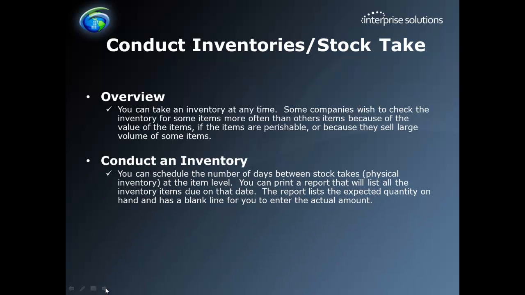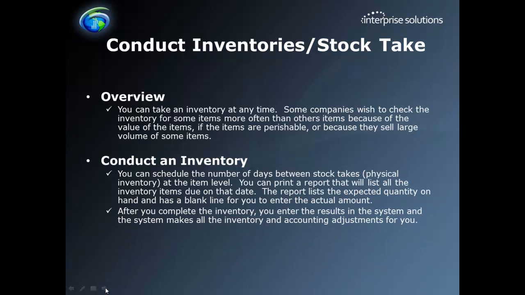In conducting a physical inventory, you can schedule the number of days between stock takes. At the item level, you can print a report that will list all the inventory items due on that date. The report lists the expected quantity on hand and has a blank line for you to enter the actual amount. After you complete the inventory, you enter the results in the system, and the system makes all the inventory and accounting adjustments for you all in one step.